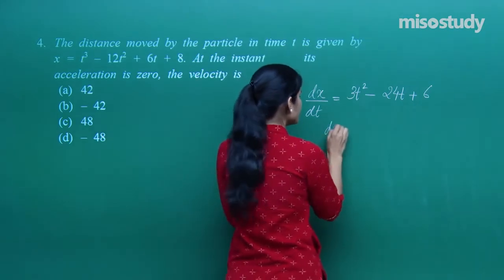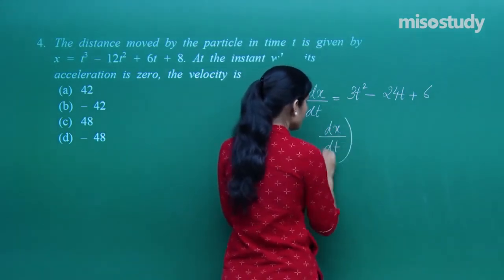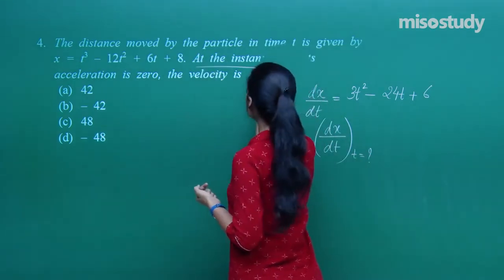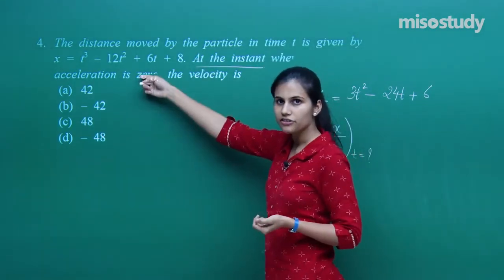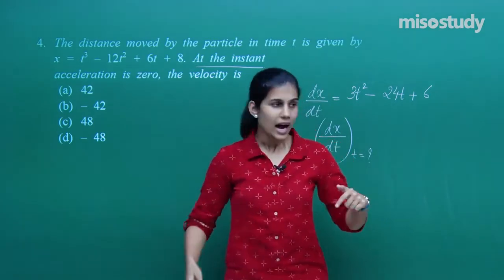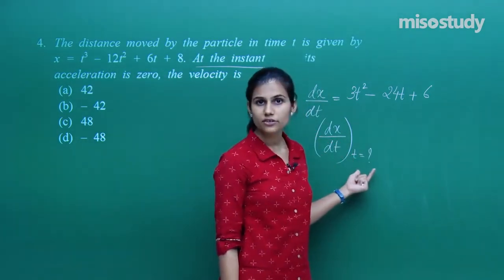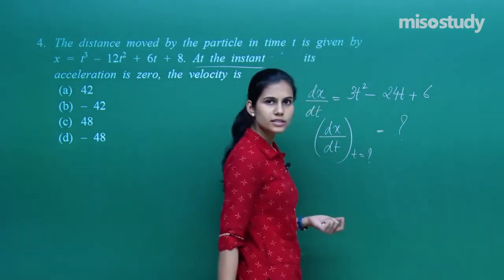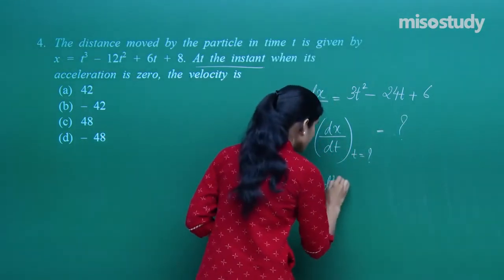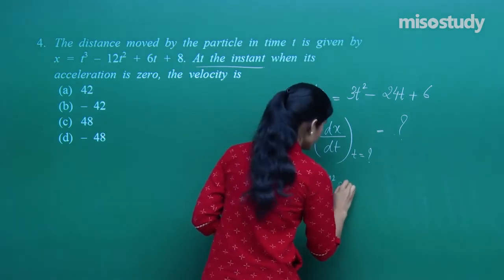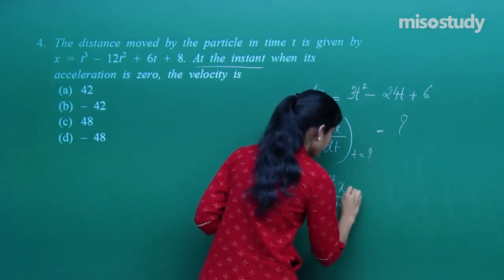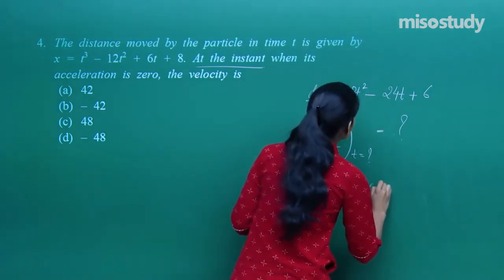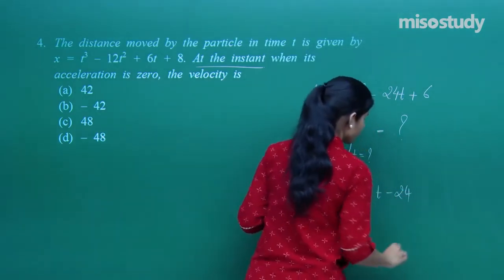I know velocity is basically given by dx by dt at a certain time. Now it is given that at that instant when the acceleration is 0, what is the velocity? I don't know what is that time when the acceleration was 0. So let's try to find that, because this is something I need to find, that's my velocity. What is acceleration? d square x by dt square. You double differentiate this, so you get 6t minus 24.